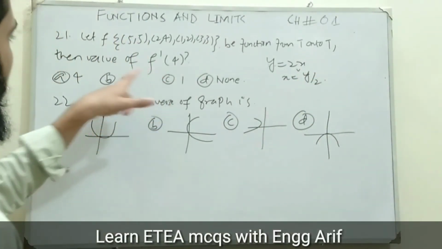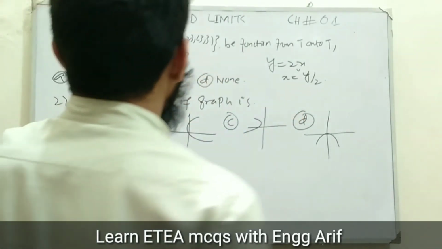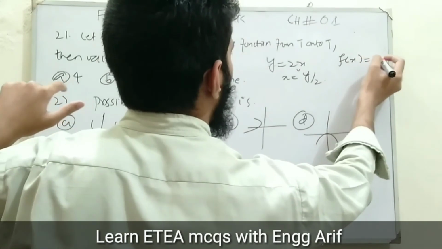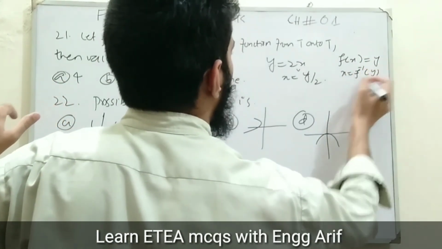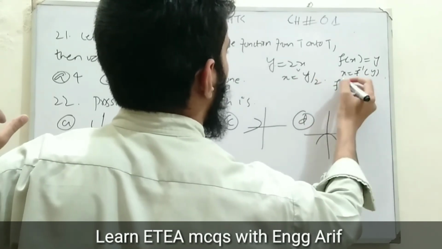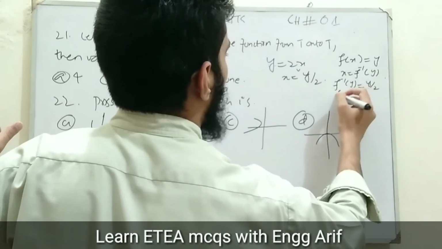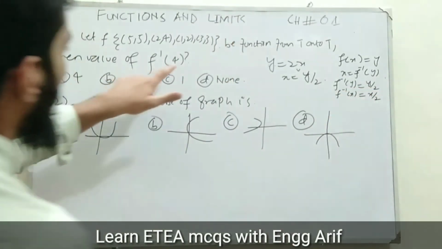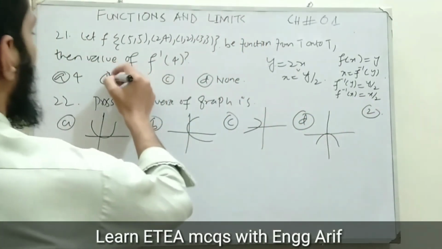So from here they tell us to find the value of f inverse 4. So put the value of x as 4 over here. Let's suppose this is the inverse. So f of x is equal to y. So the inverse will be x is equal to f inverse y. So after this put f inverse y over here, it becomes f inverse y is equal to y divided by 2. So replace y with x, it becomes f inverse x is equal to x divided by 2. Now put x as 4. So it becomes 4 divided by 2, which gives us a result of 2. So the correct answer will be option B.